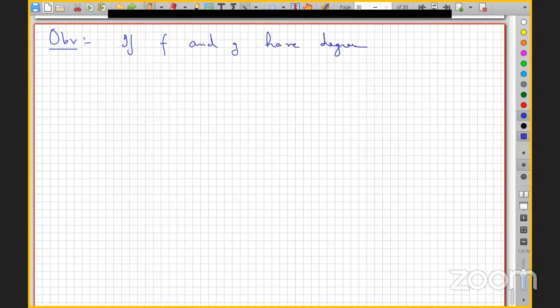So the next observation, now that we define this function, is the following: if f and g have degree d and positive leading coefficient. So I'm not requiring that convex combination thing anymore. Leading coefficient.